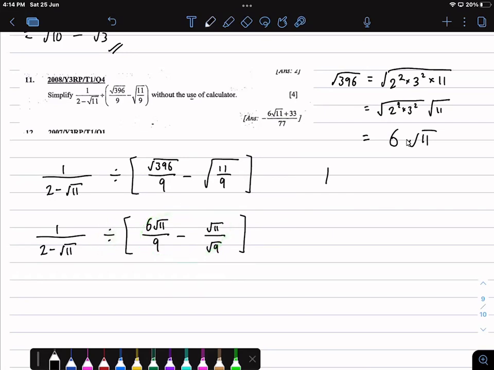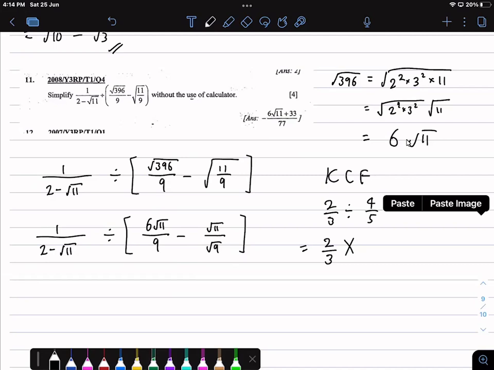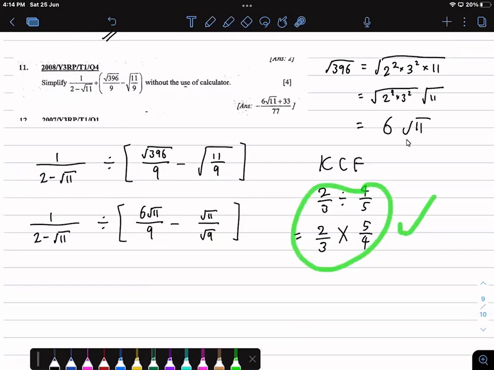Do you know what is KCF? No. Keep the first fraction, divide, change into times, C for change, F for flip, 5 over 4. Divide, then you have to change to times and you flip the fraction. This one you know, right?